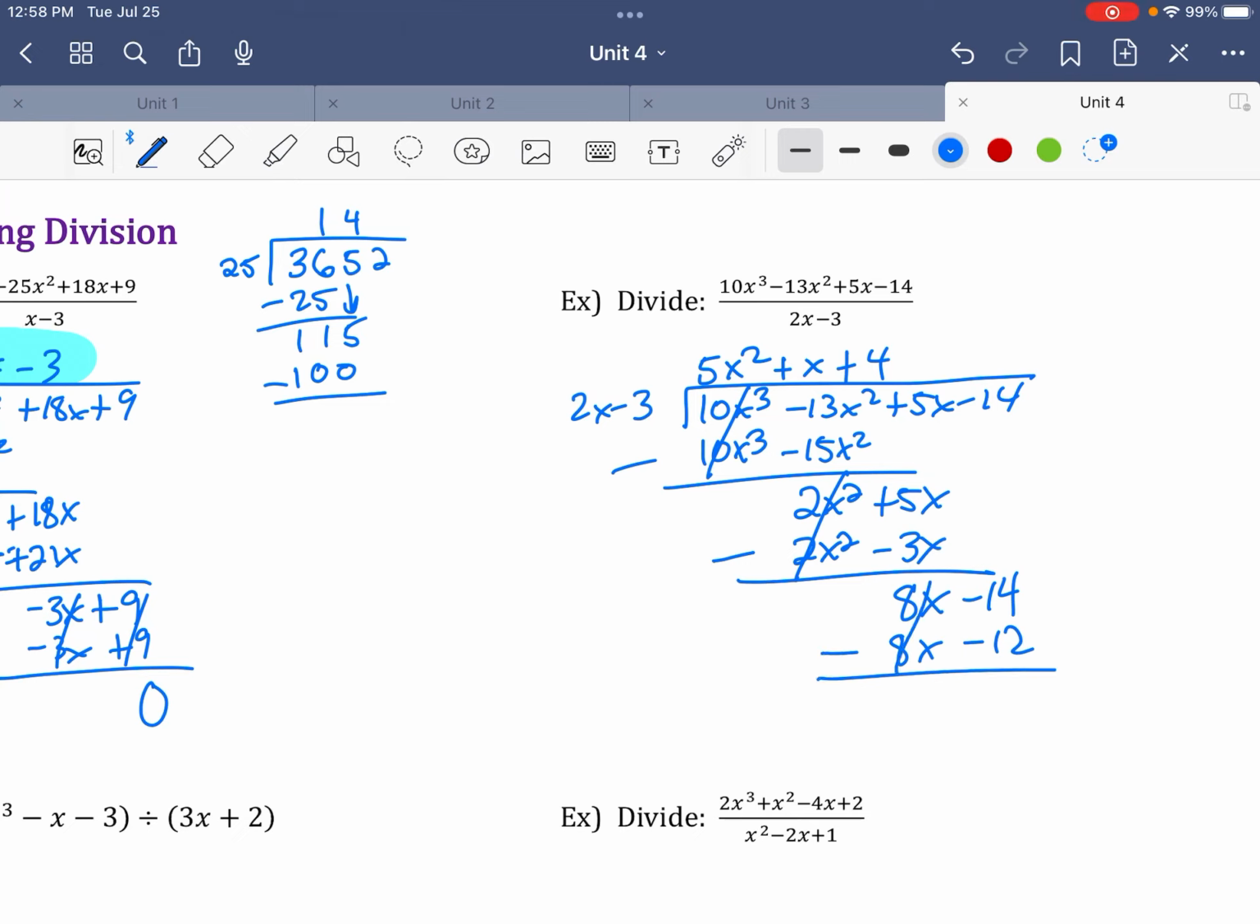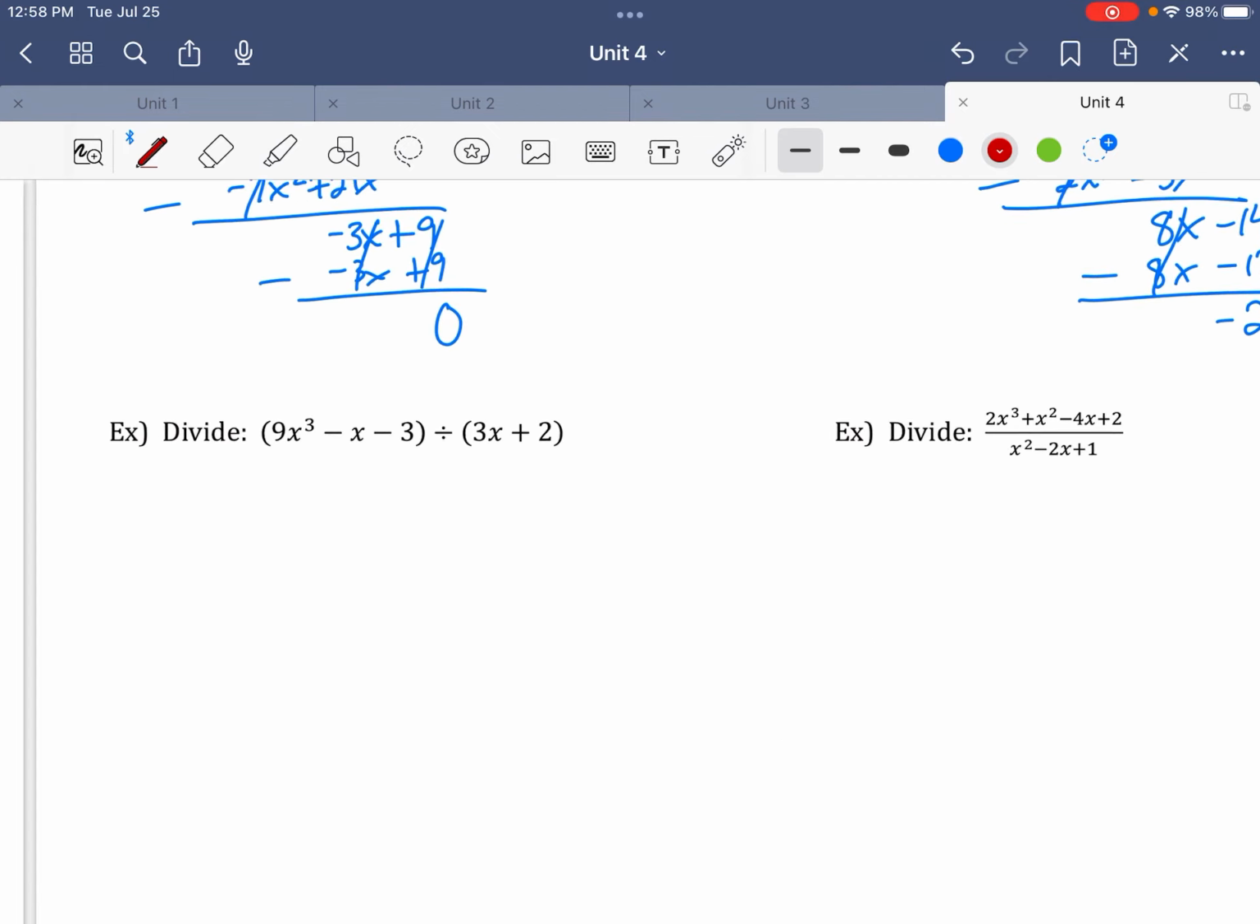Draw a line, subtract. Negative 14 minus negative 12 turns into negative 14 plus 12. So negative 2. So I can put remainder negative 2 like that. But really, when you write your answer, you write it like this. You write 5x squared plus x plus 4 minus 2 over 2x minus 3.